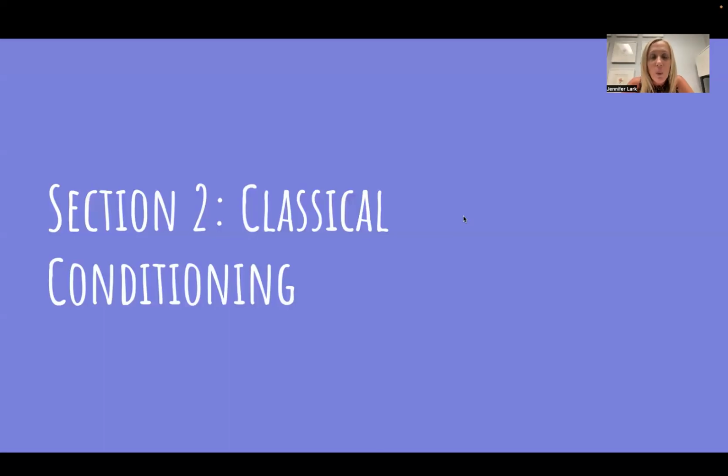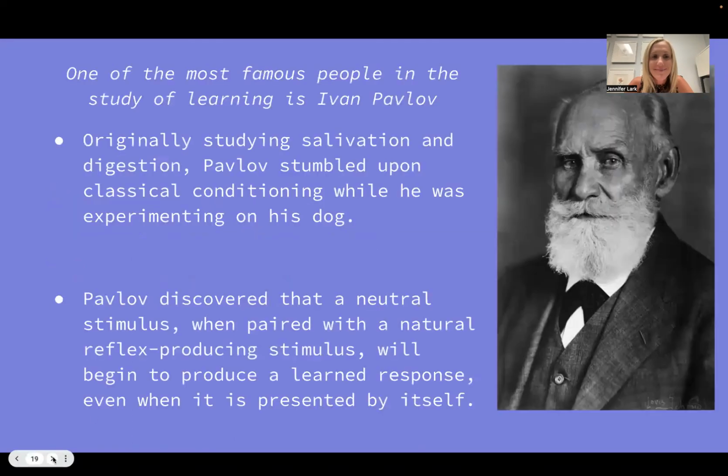All right, everyone, welcome to classical conditioning. So in our introductory video, we learned that Ivan Pavlov is one of the most famous people in psychology because he's credited with discovering classical conditioning. Originally he studied salivation and digestion, but he eventually stumbled upon classical conditioning while he was experimenting on his own dogs.